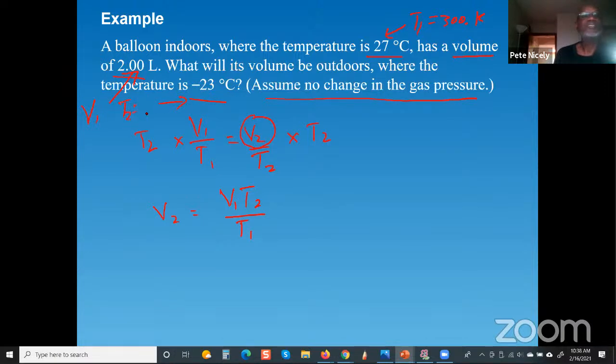Now T2, again, you have to express it in Kelvin. So that's minus 23 plus 273. So that's 250 Kelvin. So we plug these numbers into this equation. V1 is 2.00 liters times T2, which is 250 Kelvin, all divided by T1, which is 300 Kelvin. And then we put the numbers in, 2 times 250 divided by 300. And according to my calculations, when rounded off to three significant figures, this is going to be equal to 1.67 liters, because the Kelvin units will cancel out here and here, all right? So that's basically how this Charles' law problem will be solved.